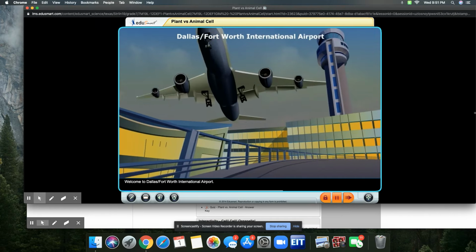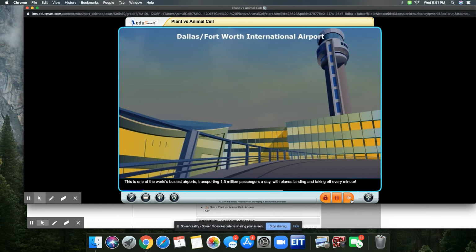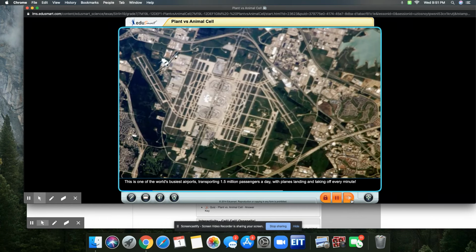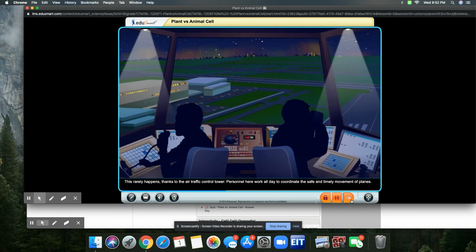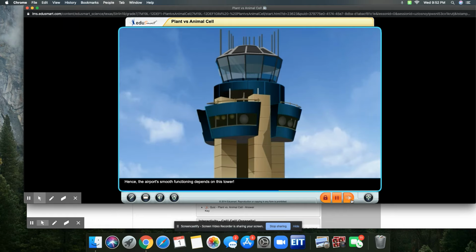Welcome to Dallas-Fort Worth International Airport. This is one of the world's busiest airports, transporting 1.5 million passengers a day, with planes landing and taking off every minute. Can you imagine what would happen if all these planes flew in and out of Dallas without an air traffic controller? This rarely happens thanks to the Air Traffic Control Tower. Personnel here work all day to coordinate the safe and timely movement of planes. Hence, the airport's smooth functioning depends on this tower.